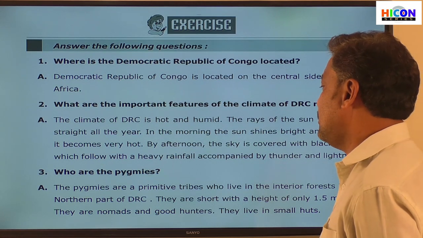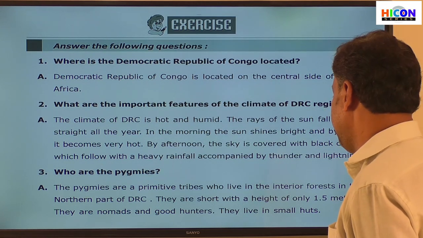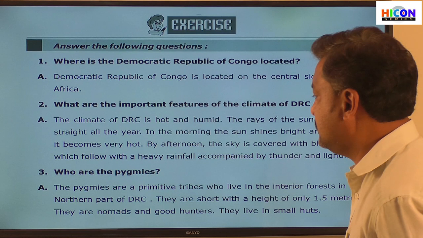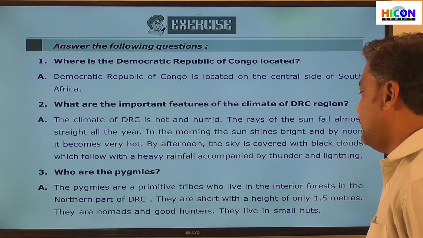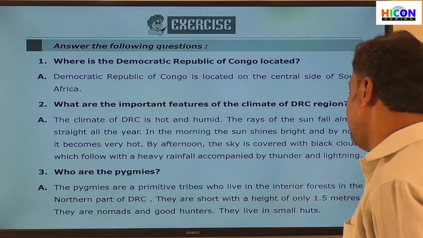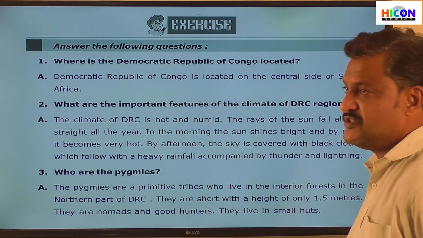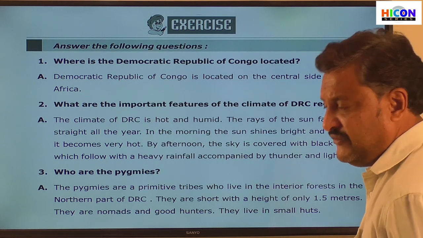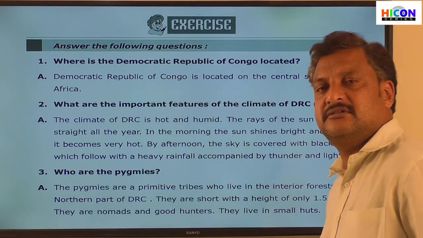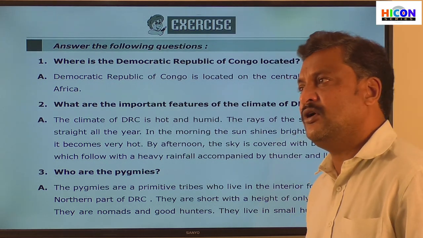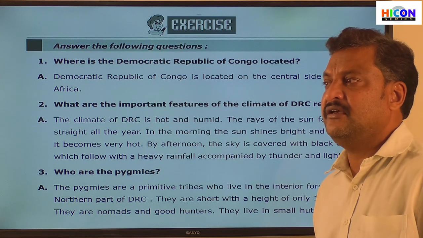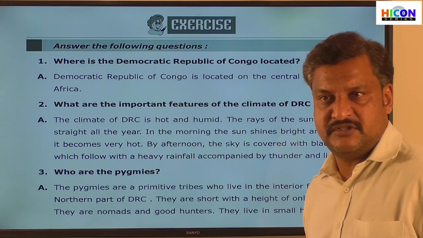Third question: who are Pygmies? The Pygmies are a primitive tribe who live in the interior forest in the northern part of DRC. They are very short, with a height of only 1.5 meters. They are nomads and good hunters. They live in small huts. So when we discussed the people of DRC, we talked about them also, isn't it?